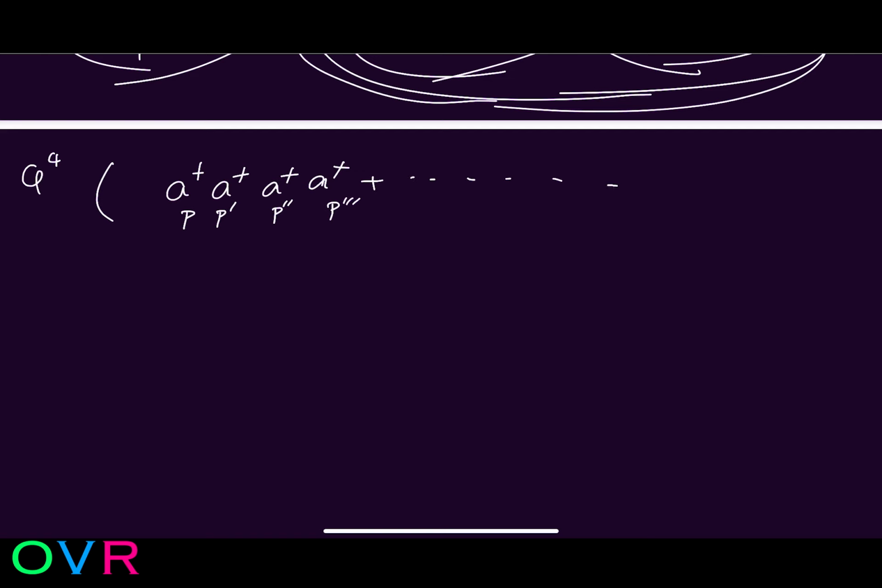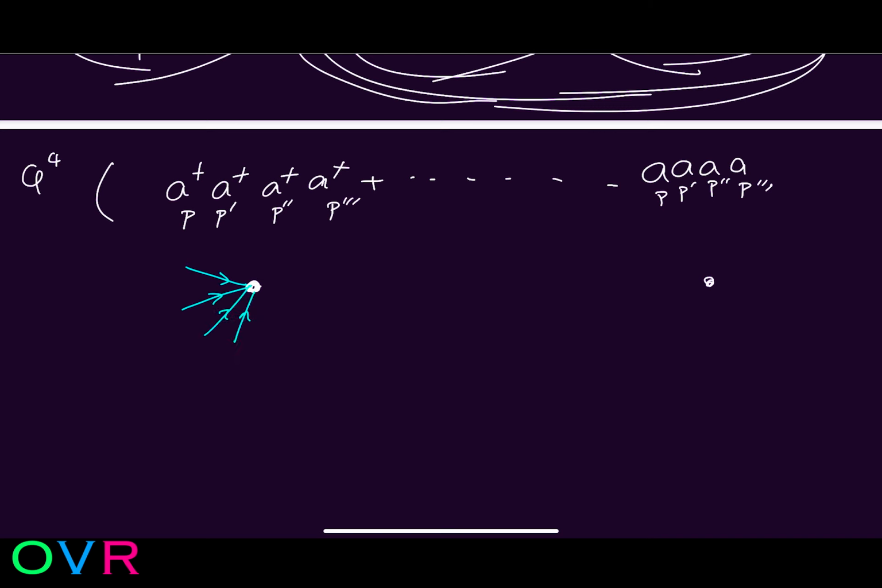Now you have phi 4. Imagine now I'm going to talk about the phi 4 term here. So I have a dagger, a dagger, a dagger. I'm not going to write down all of them, but imagine p, p prime, p double prime, p triple prime. Then you have so many terms here, and then you have the last term, again p, p prime. So it has a similar meaning, but this time more is going into it.